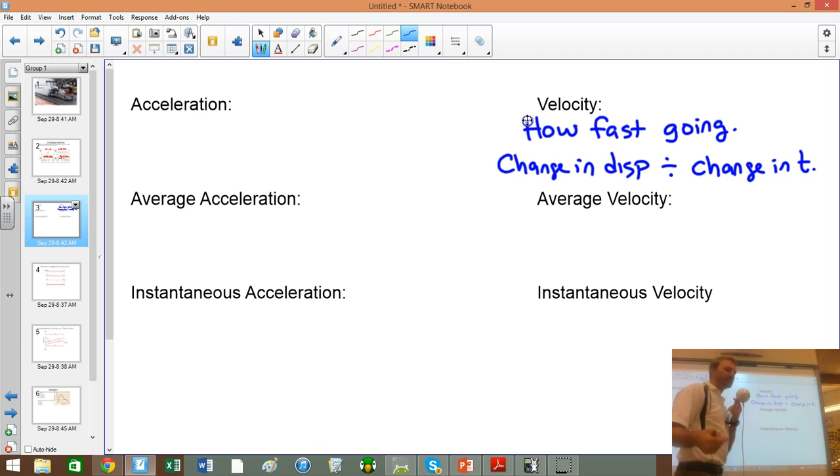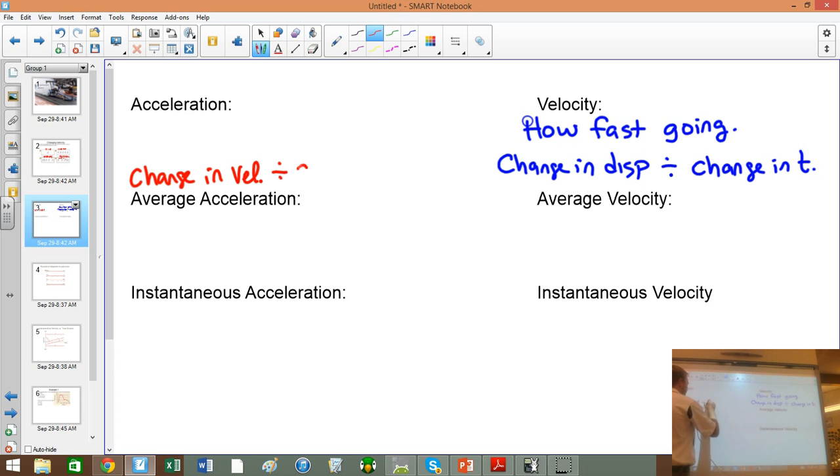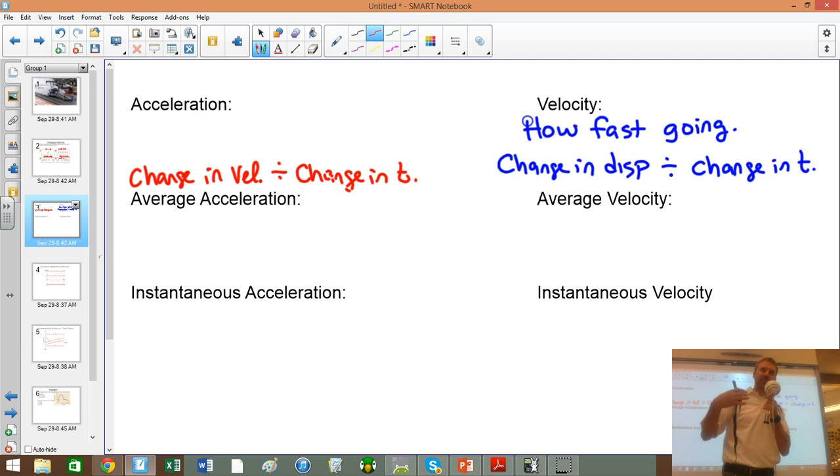That's something that we learned last chapter. I want you to see what the definition of acceleration is. It's your change in velocity divided by your change in time. It's how fast you're getting faster.